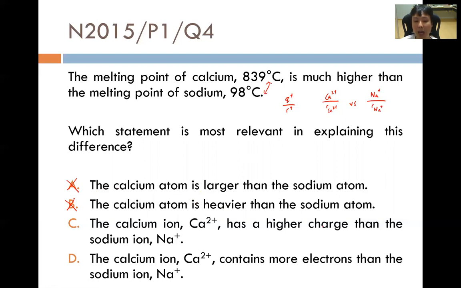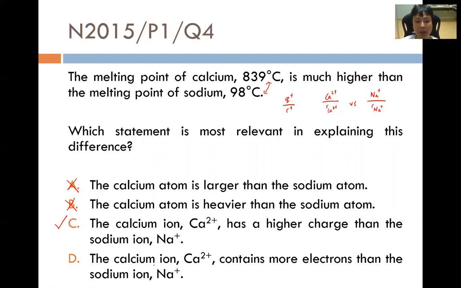The calcium ion has a higher charge than the sodium ion. This is true because it's 2+ charge versus 1+ charge, and indeed the metallic bond is proportional to the magnitude of the charge. Calcium having a higher charge will have a stronger metallic bond than Na+, which would cause it to have a higher melting point of 839 degrees Celsius as compared to 98 degrees Celsius. So option C is the answer.